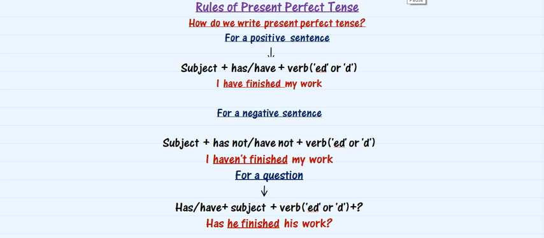Let's see some of the rules of the present perfect tense. So how do we write the present perfect tense? For any positive sentence in the present perfect tense, we need to add has or have along with the subject. First, your subject will come, along with that has or have, any one of them according to your sentence, and then the verb, which would be the third form of the verb, ending with ed or d. So let's understand a sentence which says, I have finished my work.